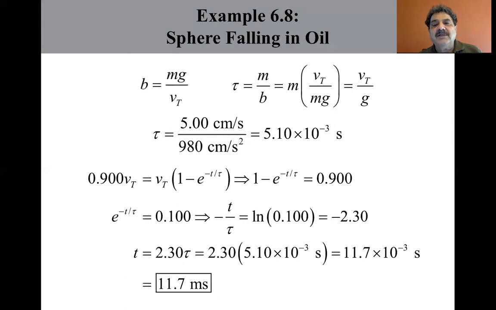And so t, the time, is equal to 2.3 tau, which is 2.3 times 5.1 times 10 to the minus 3 seconds, equals 11.7 times 10 to the minus 3 seconds, which is 11.7 milliseconds. All right. The sphere reaches 90% of its terminal velocity in a very short time.